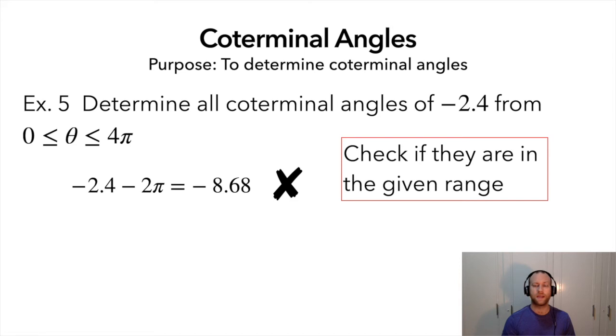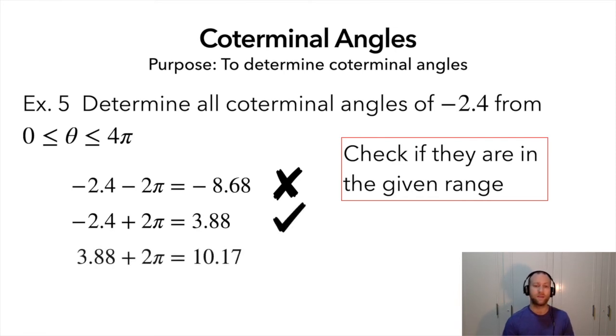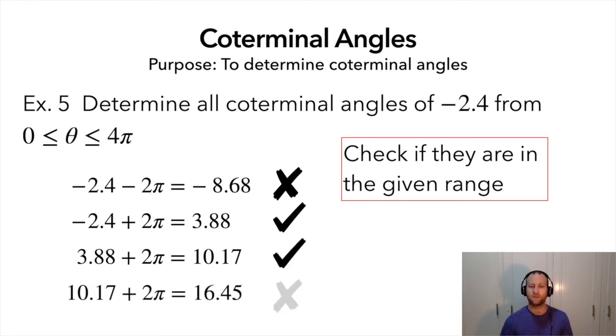So then let's take negative 2.4 and add 2 pi. How about 3.88? Is that in between 0 and 4 pi? Yes. Add another 2 pi. Is that in between 0 and 4 pi? Yes. Add another one. Is this in between? No. So that is the process you're going to look at. All the coterminal angles of negative 2.4 between 0 and 4 pi would be 3.88 and 10.17. Those are going to be the coterminal angles.